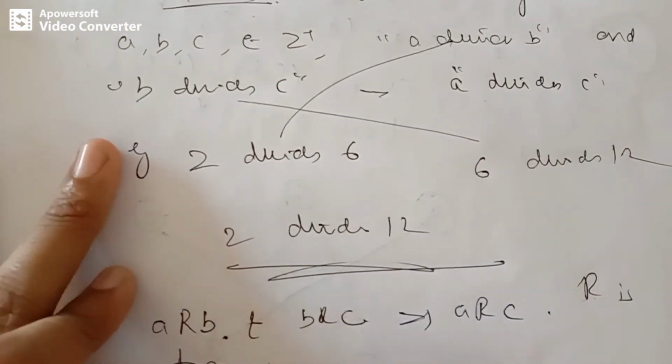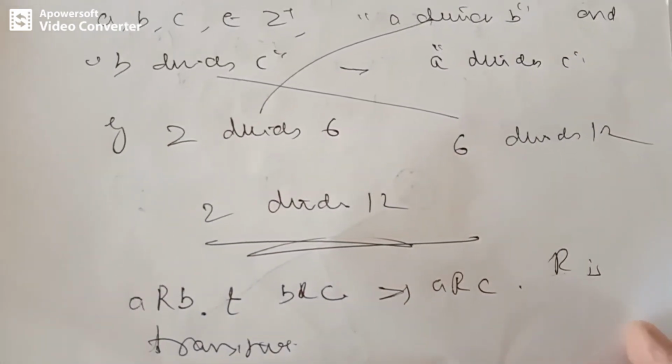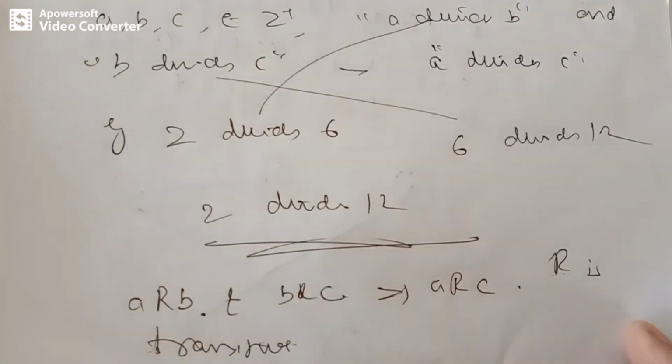So this is how you can start proving with certain examples. I hope this concept of properties of relations along with the problems is clear to you.